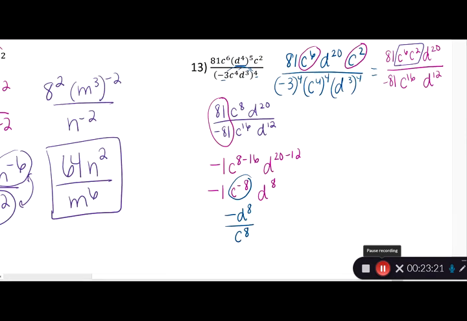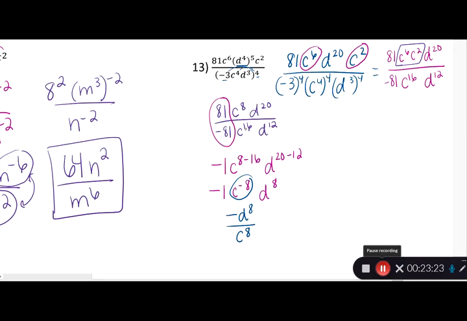Please remember that wherever the higher power is to start with, that's where your answer should end up. So for my c's, I have c to the 16 in the denominator. So my c should end up in the denominator. And my d's, I have d to the 20, which is the bigger power. So my d should end up in the numerator. So please make sure you're paying attention to that for another check.